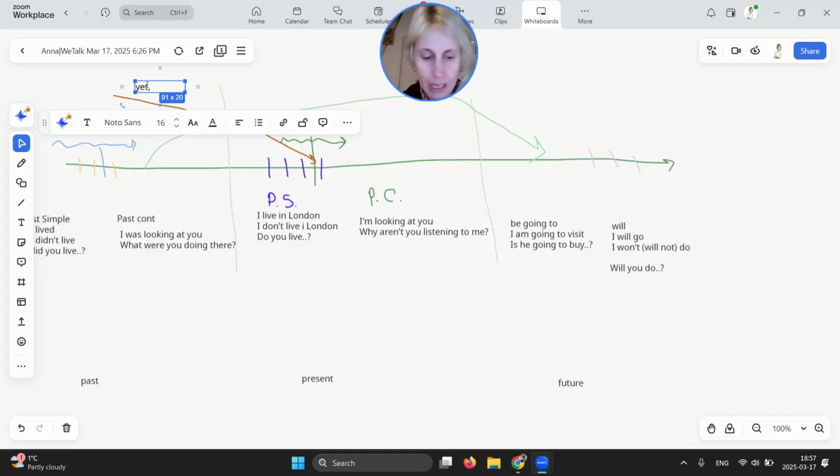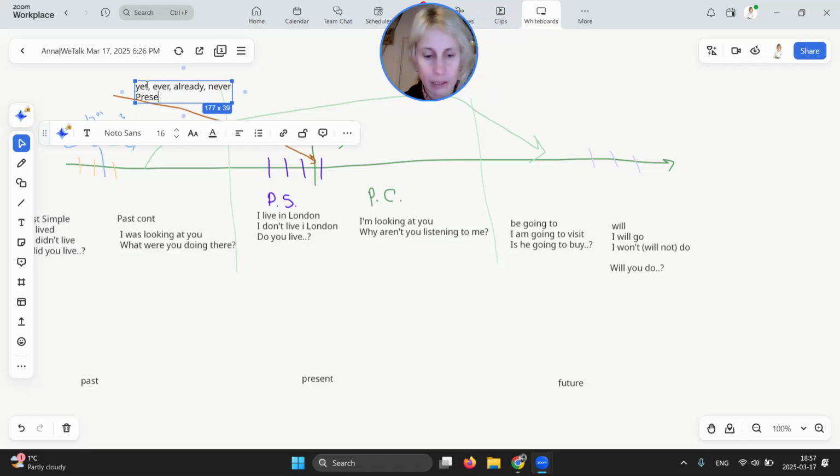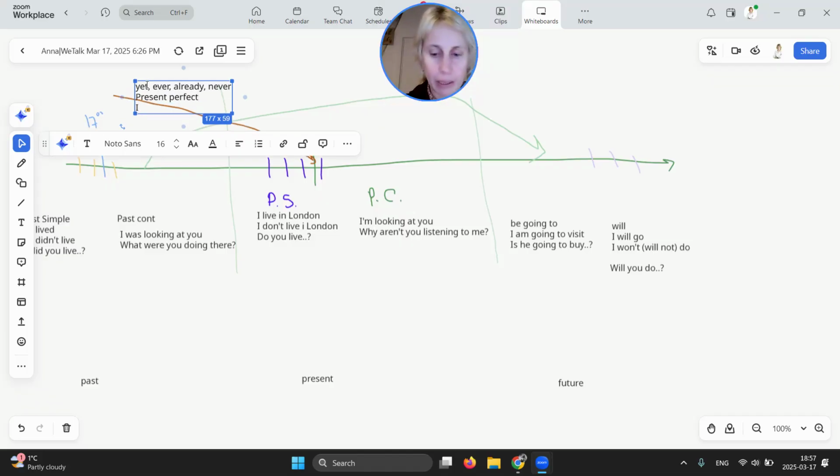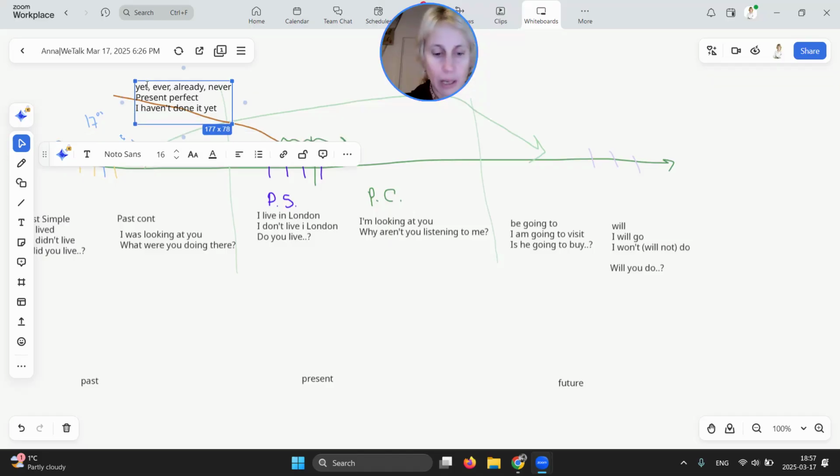Yet, ever, already, and probably yet never. And I will write it's present perfect. And examples will be I haven't done it yet, or classical have you ever been to? By the way, we use to here, which is quite strange, but to Paris.